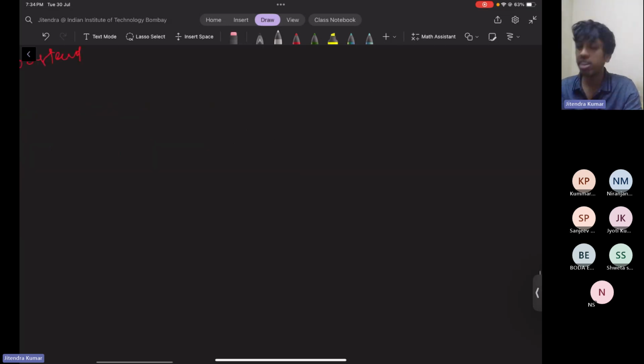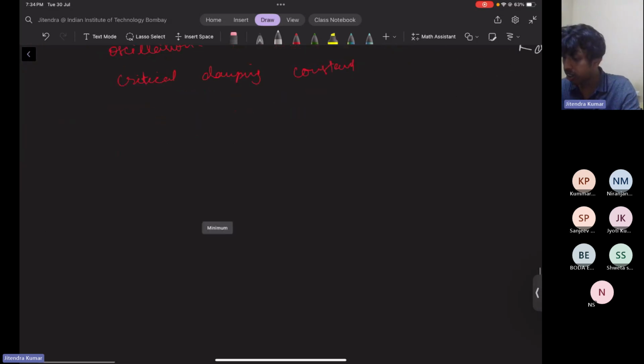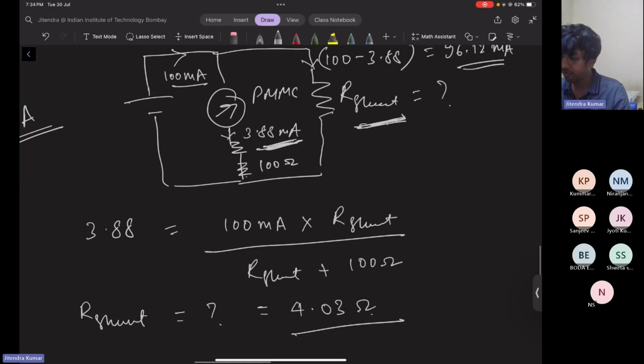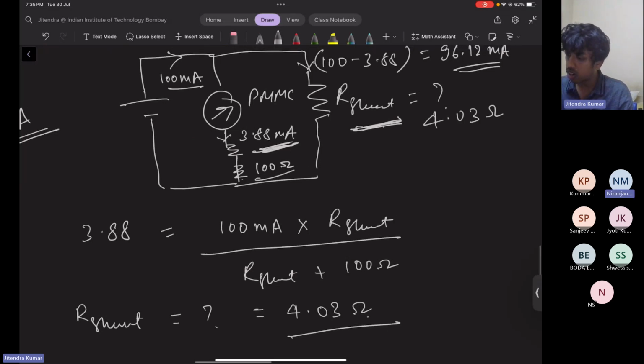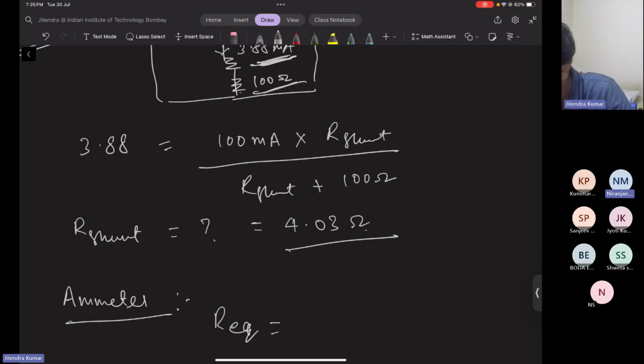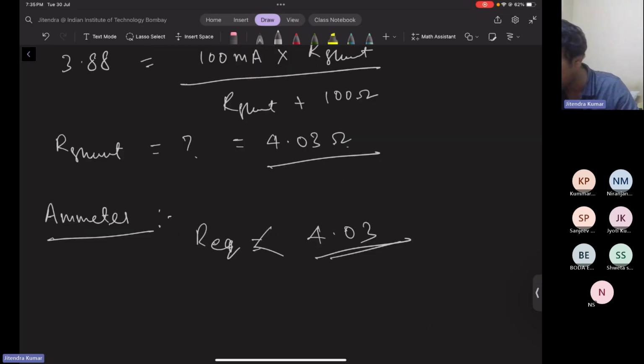So the first and foremost task is to calculate the total resistance of this ammeter. How much is it? This is 4.03 ohm, this is 100 ohm, so if you calculate the equivalent resistance, it is less than 4.03 ohm. That is for sure, and that is enough for us to determine the nature of damping. So this ammeter resistance is less than the critical damping resistance. What does it imply? What will be the nature of damping in this ammeter?